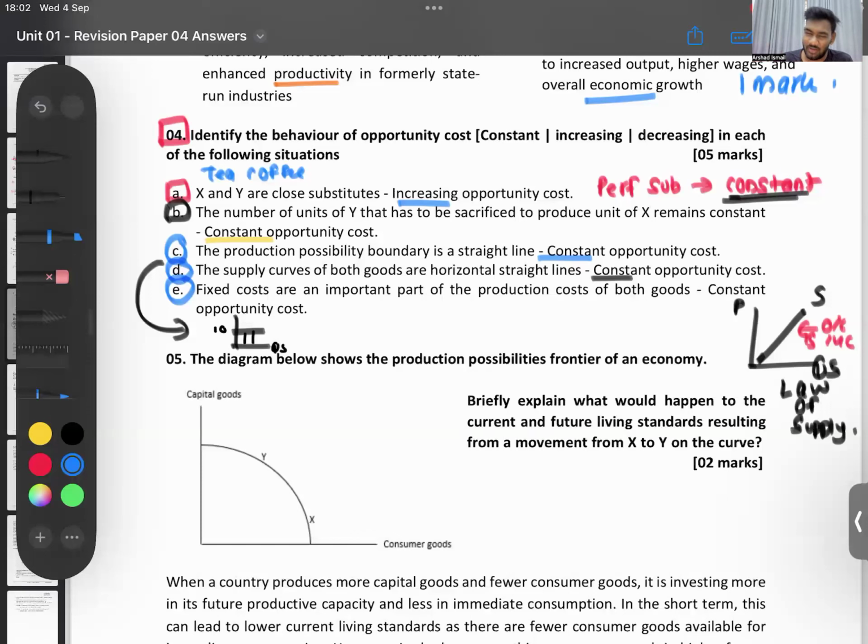So no matter how much you produce, that cost doesn't change. So then you will not have increasing opportunity cost. If you have a fixed cost, even if you produce more and more and more, that cost is still fixed. So then you most likely have constant opportunity cost there.